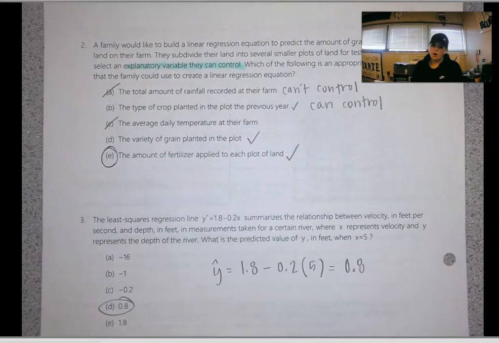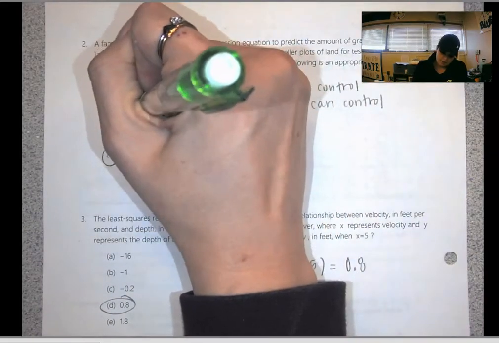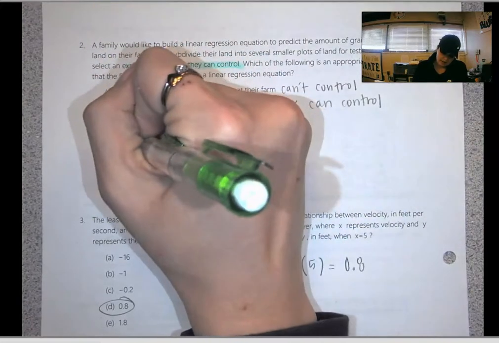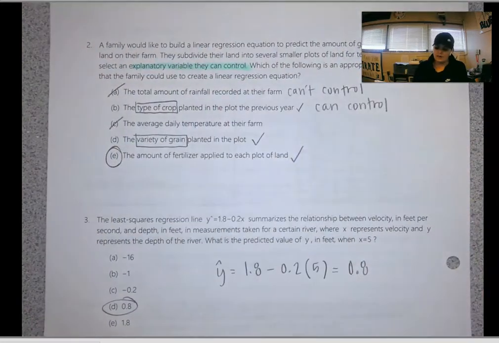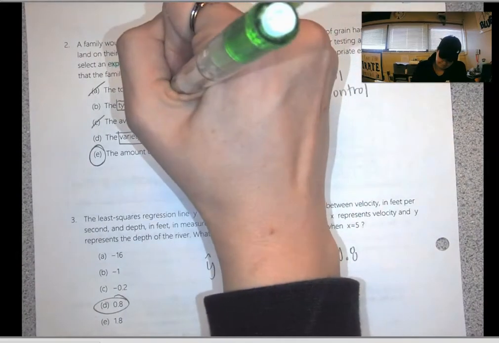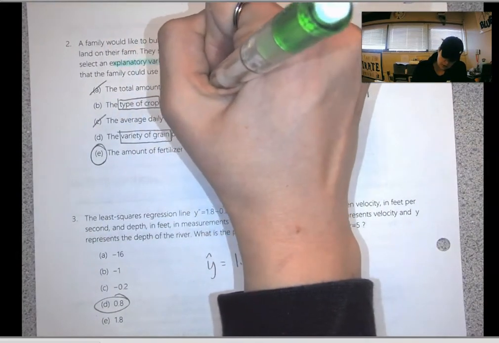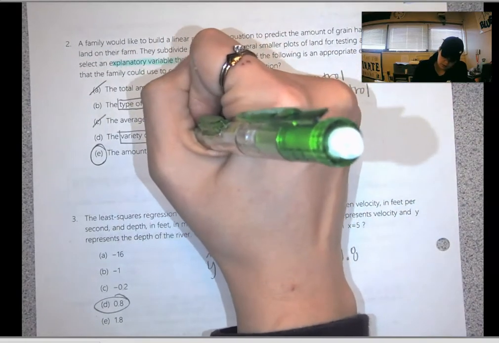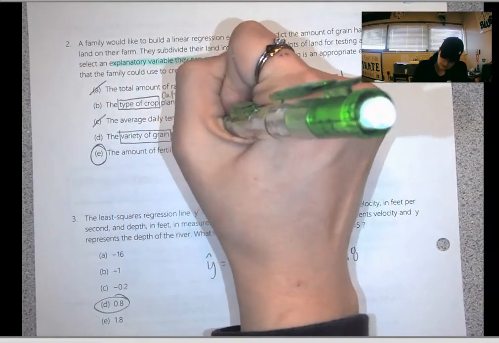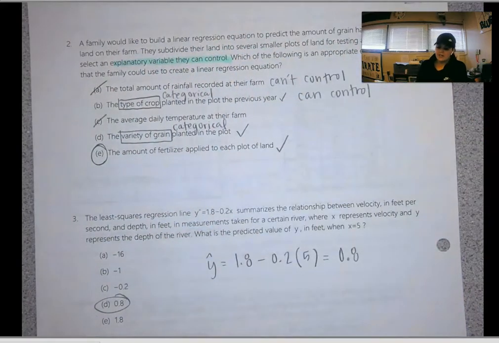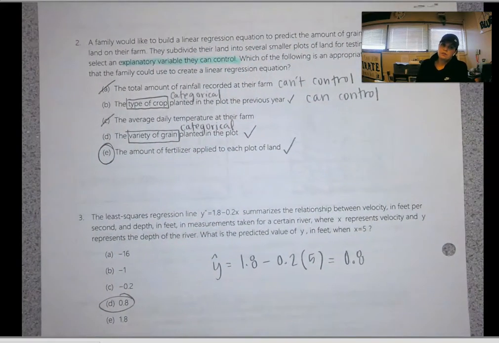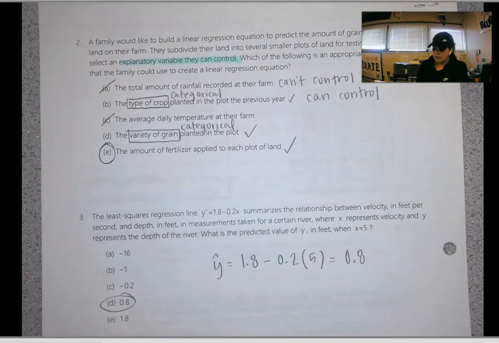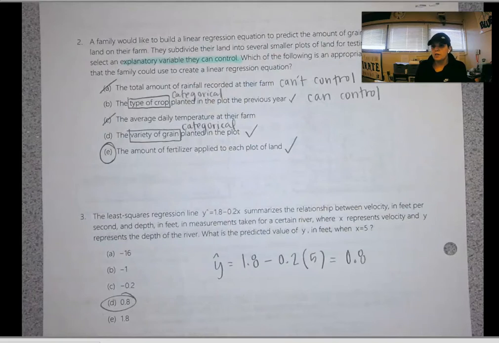So here's the reason why. Type of crop and variety of grain are categorical variables. And you can only perform linear regression on two quantitative variables. So E is the only one that has a variable that we can control that is quantitative. So overall, I felt like that was a really, really good question.